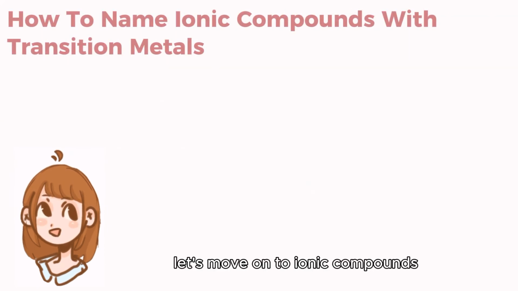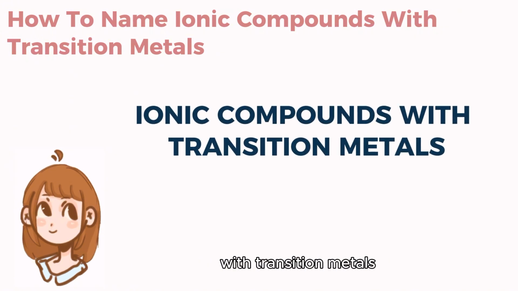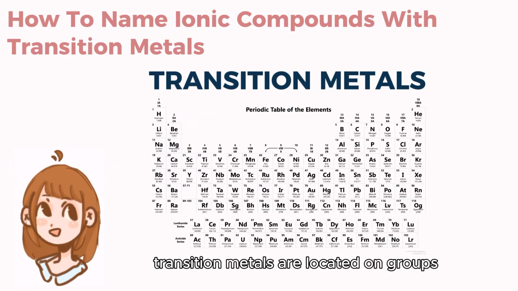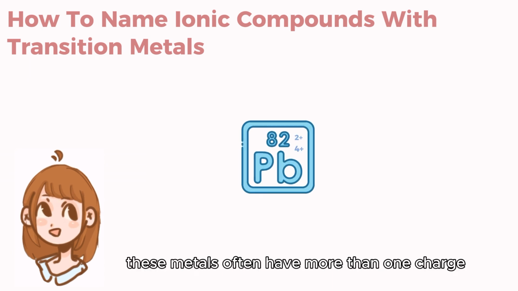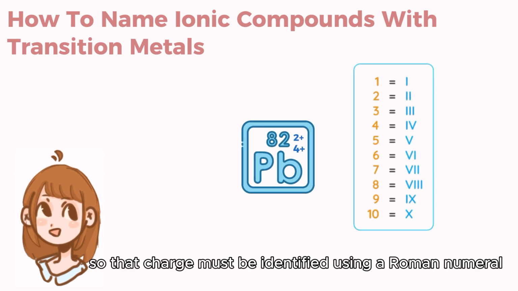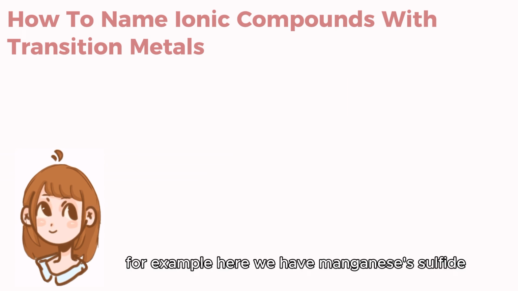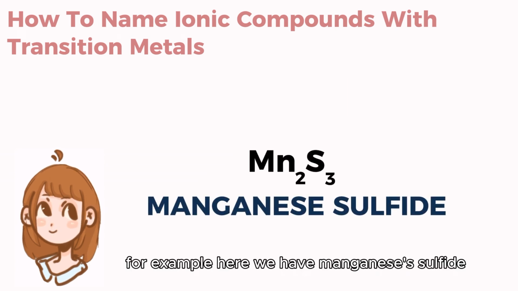Let's move on to ionic compounds with transition metals. Transition metals are located on groups 3 to 12 of the periodic table. These metals often have more than one charge, so that charge must be identified using a Roman numeral. For example, here we have manganese sulfide.